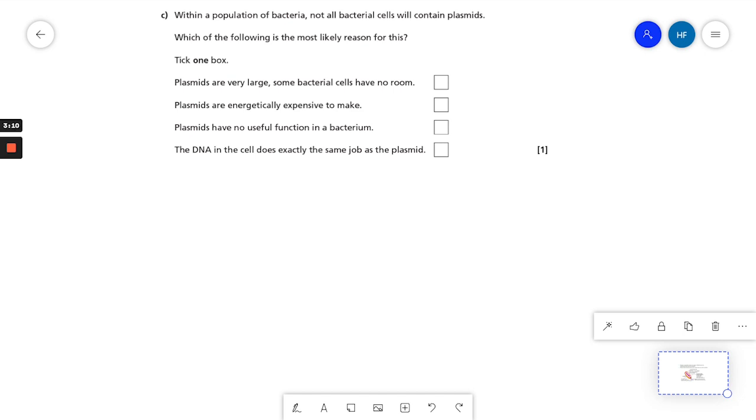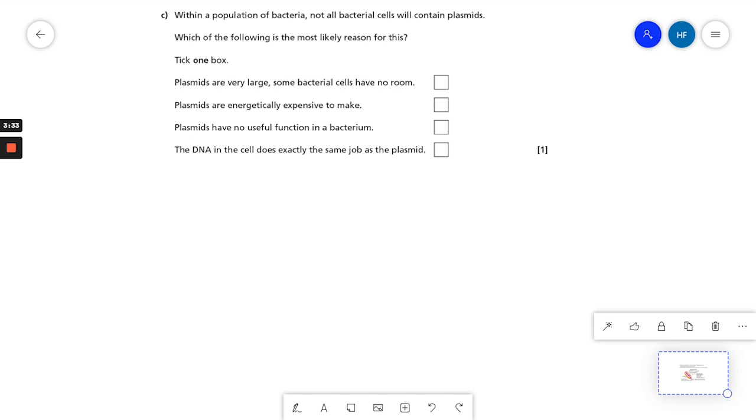The last statement says, the DNA in the cell does exactly the same job as the plasmid. Now this is also unlikely to be true because the chromosomal DNA in a bacterium is much larger and contains far more DNA and genes than a plasmid. The chromosomal DNA controls all the activities within the bacterial cell, whereas the plasmid does not.